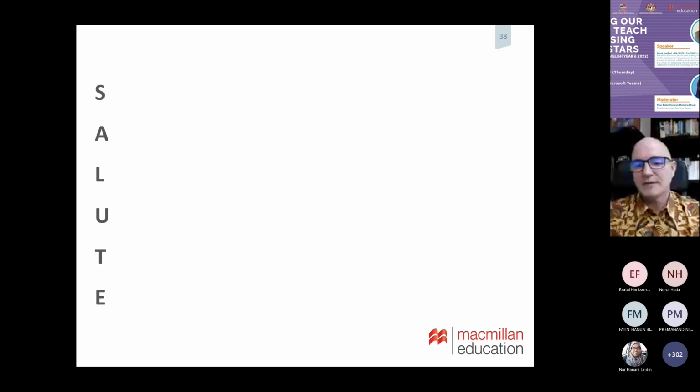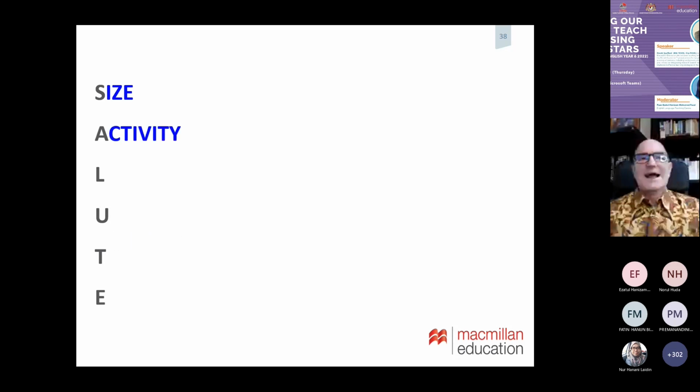So the S of SALUTE means the size. Imagine they're walking into a situation, maybe they're going into a market, something's happened, they need to know the size. How many people are there? Okay, how many people, what's going on? What's going on is next, the activity. So the A of SALUTE stands for activity. What are the people doing? Or what's going on? What is happening in this situation? L is the location. Where is it? When I said the market, it might be a certain part of the market where they are.